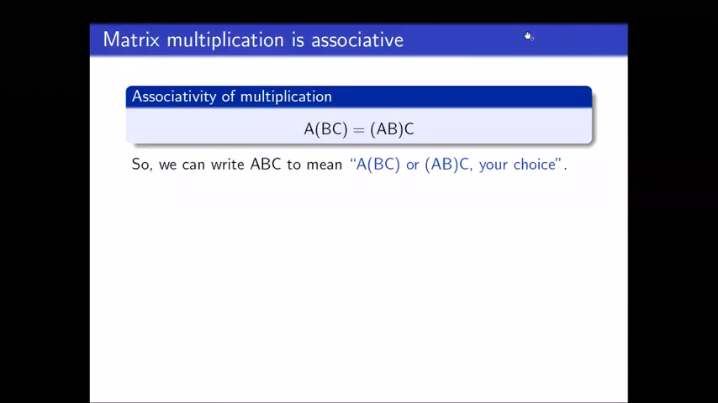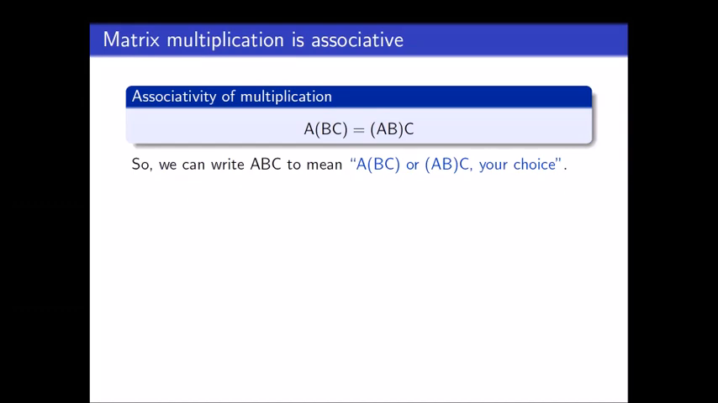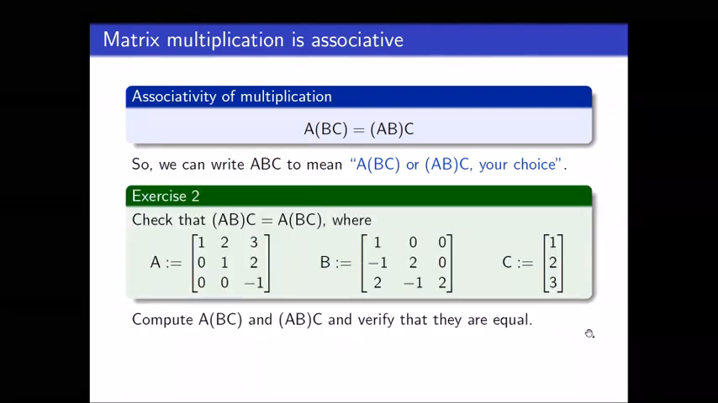Okay, so the next operation I want to look at is multiplication. We've already seen that matrix multiplication is not commutative, but we'll see now that it is associative. In other words, if we have a product of three matrices, we can either multiply the first two first and then multiply them with the third one, or we can multiply the second and the third one first and then multiply them with the first one. So let's look at this exercise.